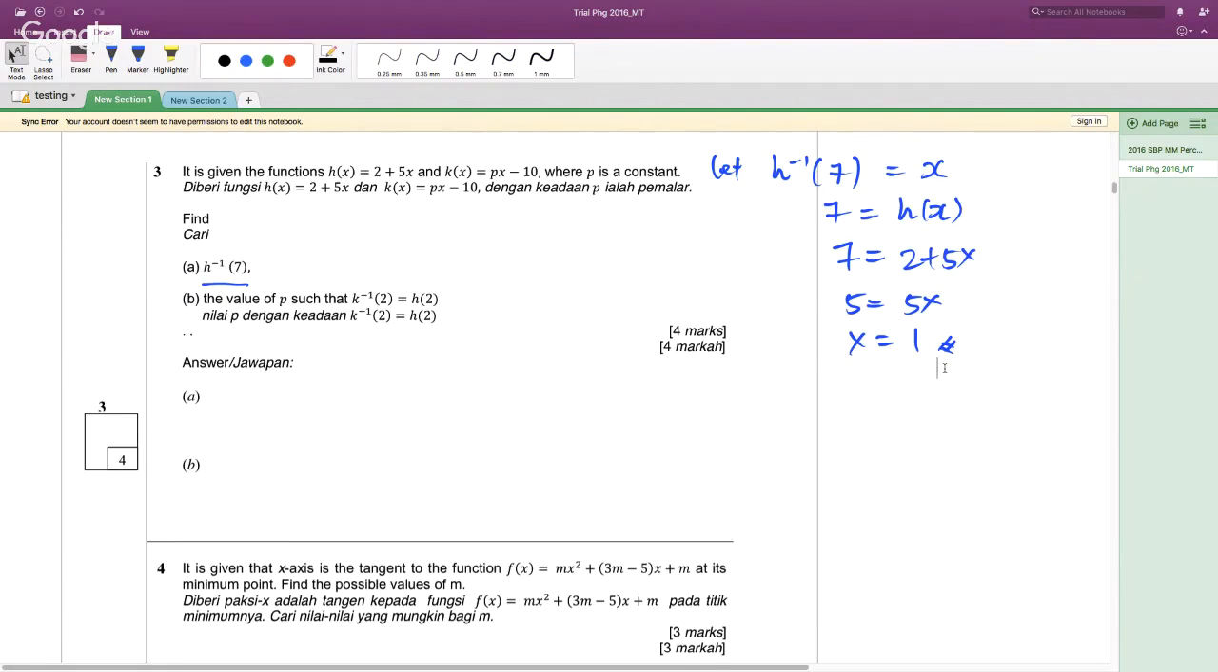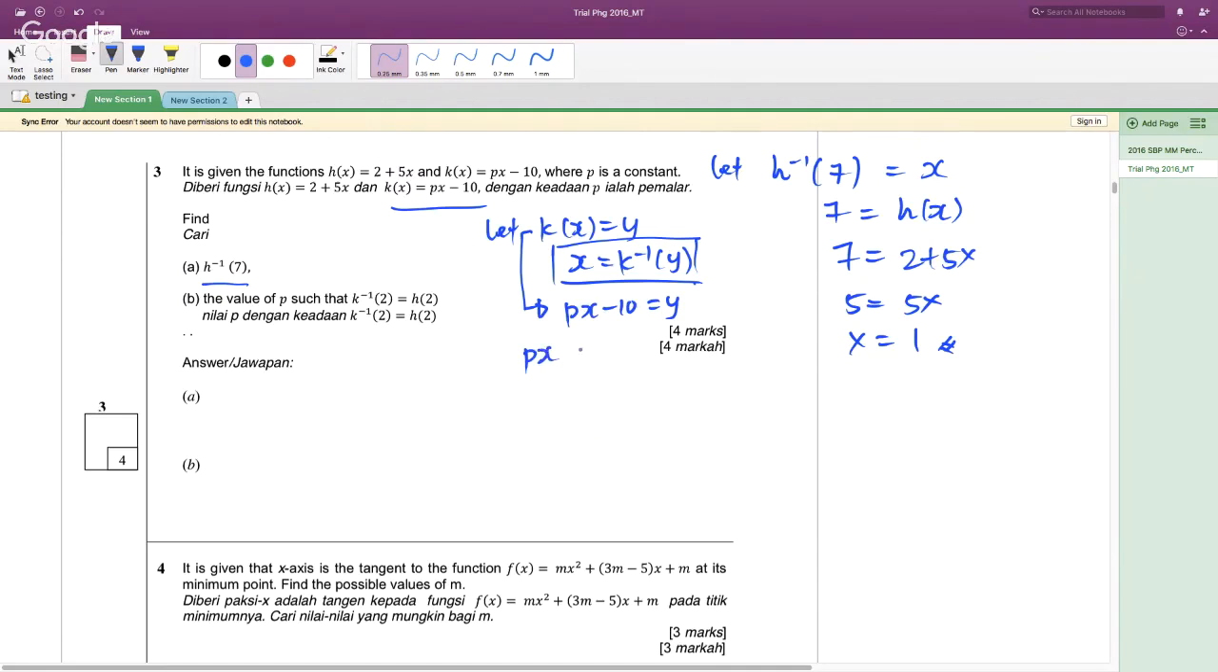It's very easy. And then you want to do the k inverse, then this one you have no choice. So I will let k(x) equal to y. Then I move the k to the other side, it's just k inverse y. My objective is to get x as the subject. So I start from k(x), which is px minus 10 equals y. So px equals y plus 10, so x is equal to this one. Therefore, k inverse y is equal to y plus 10 over p.